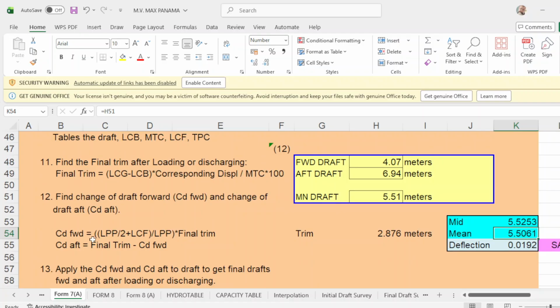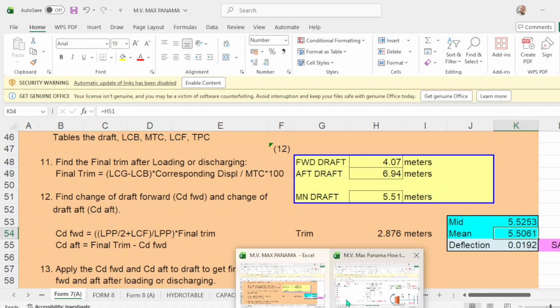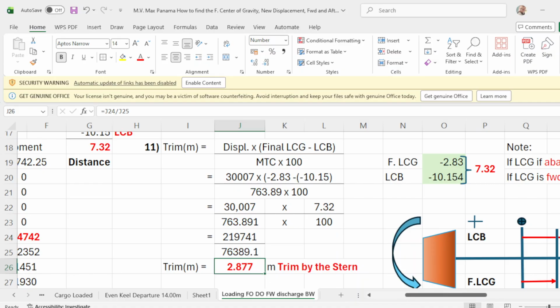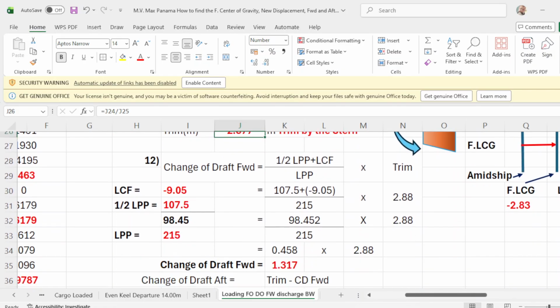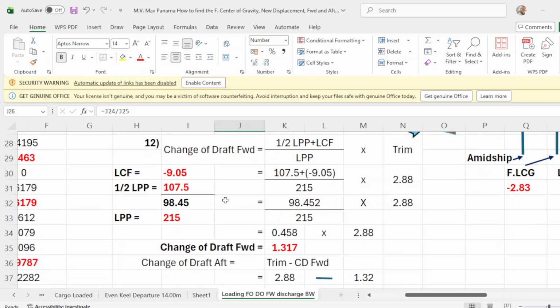The formula for change of drop forward is (LPP divided by 2 plus LCF) over LPP times your final trim. So change of drop forward, that will be this one. This will be number 12. Change of drop forward will be 1 half LPP plus LCF over LPP multiplied by your trim.